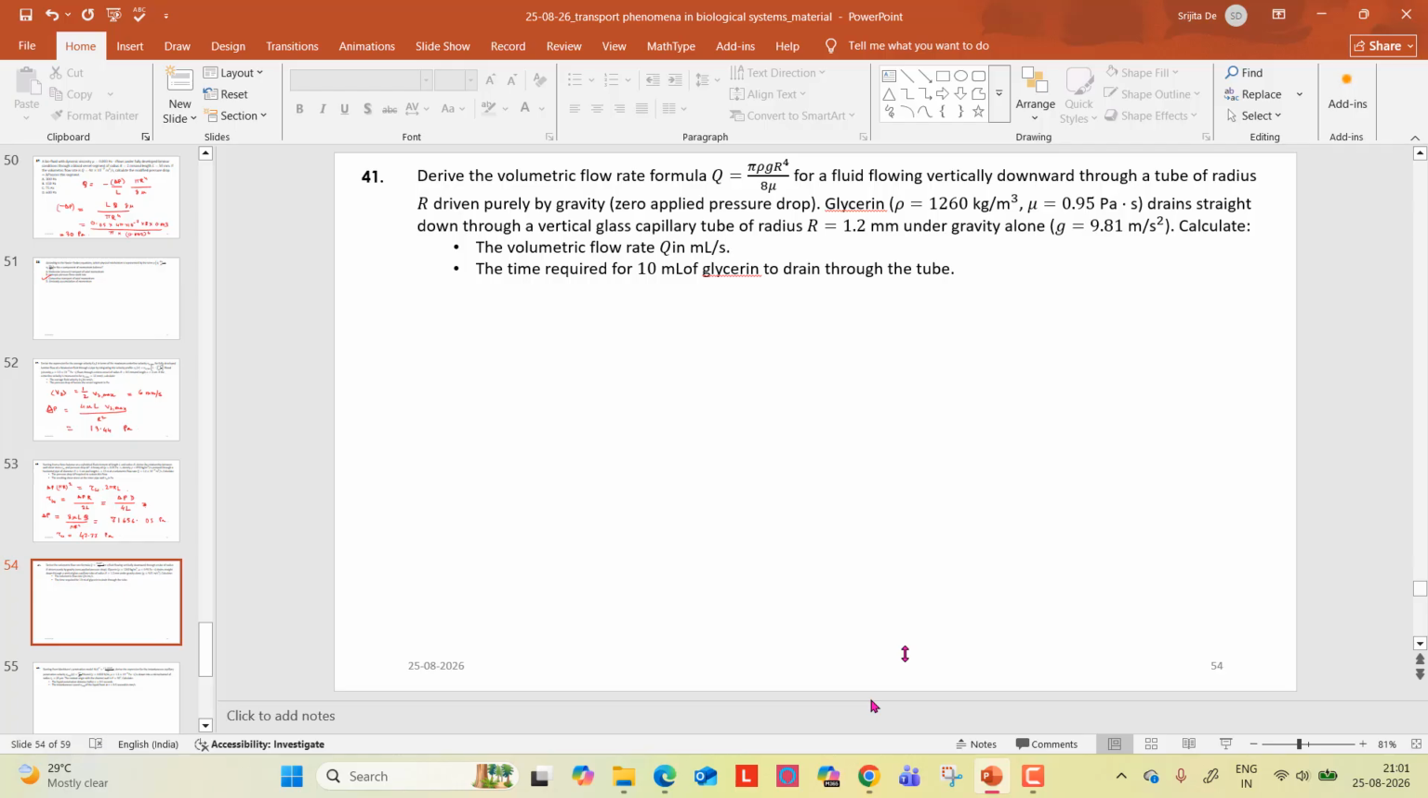Okay. So if you substitute this, you will get this equation. So what is the volumetric flow rate? Q is this. So pi r to the power 4 by 8 mu is as it is. In case of delta P by L, we are putting rho G. And now if you put the values, we will get your equation. The time required for 10 ml of glycerin to drain through the tube. So if you calculate this, you will get this. Let's do this.